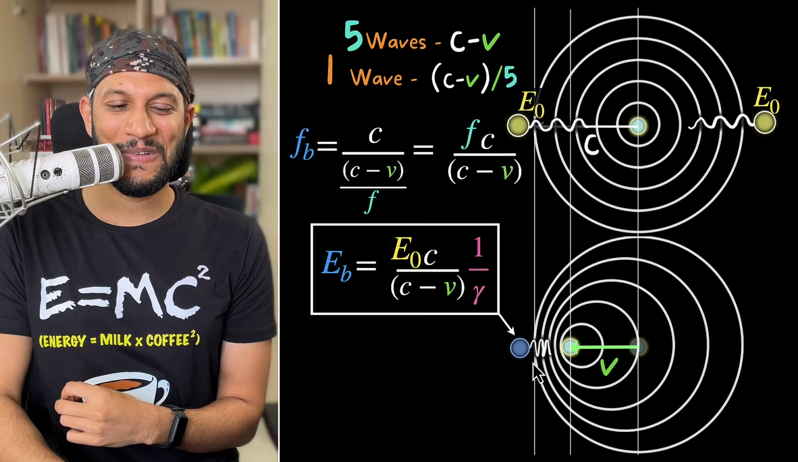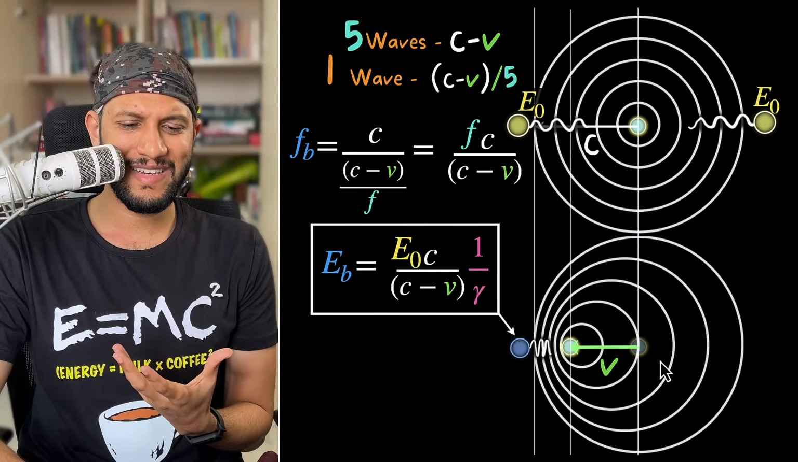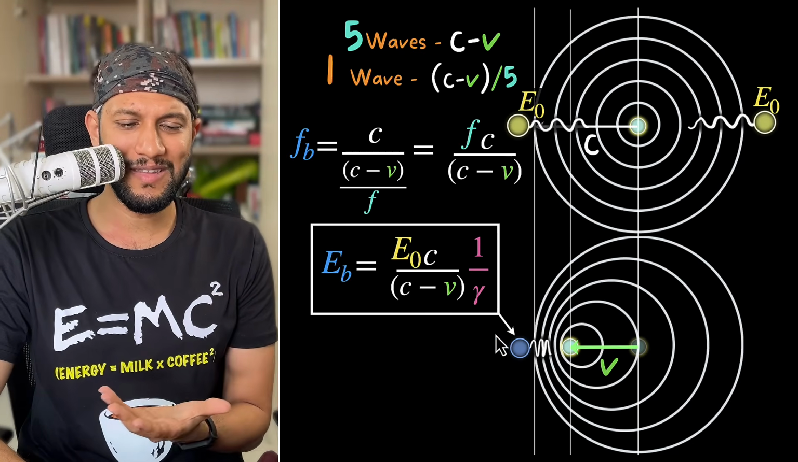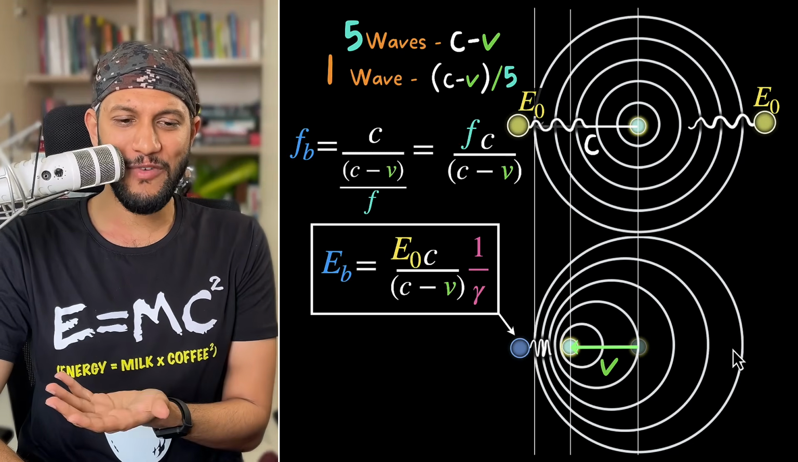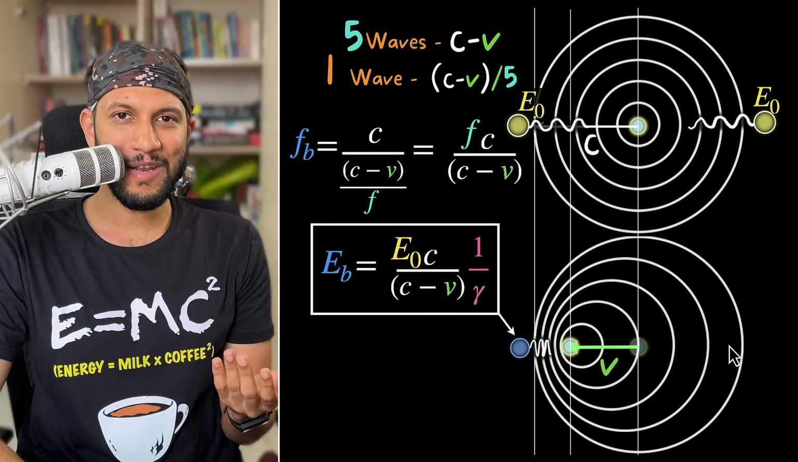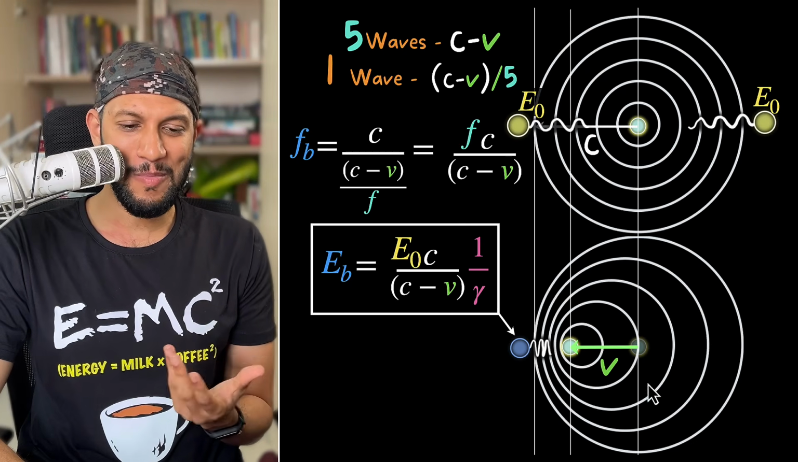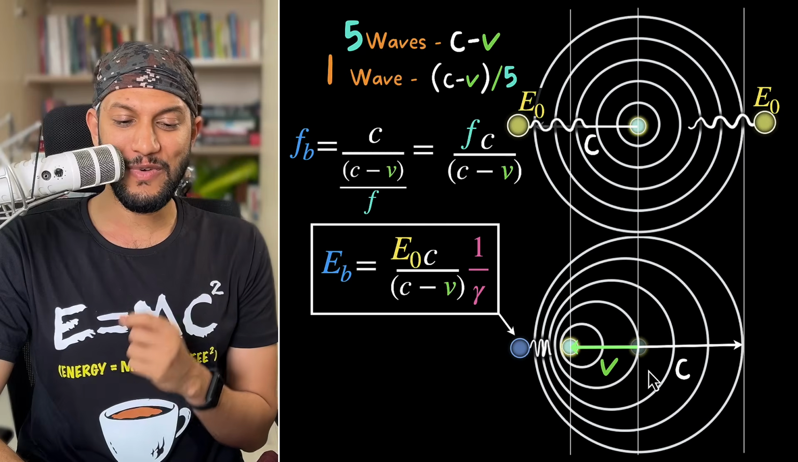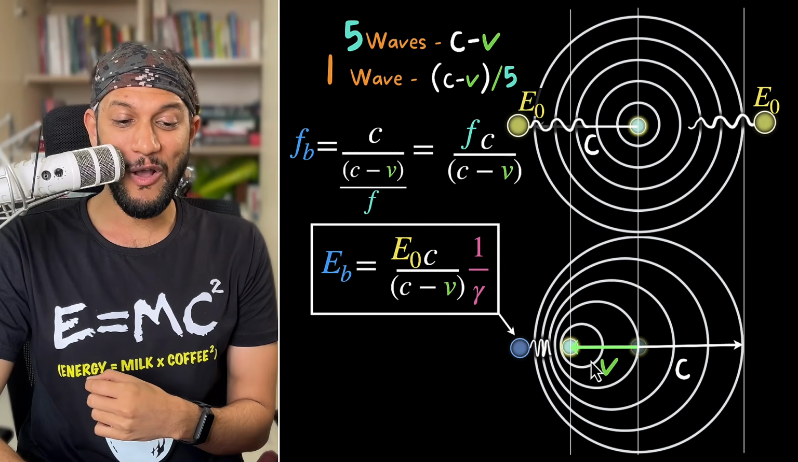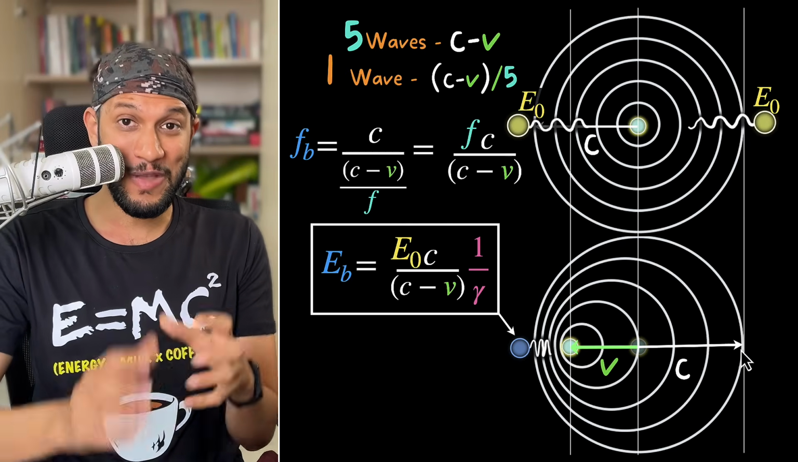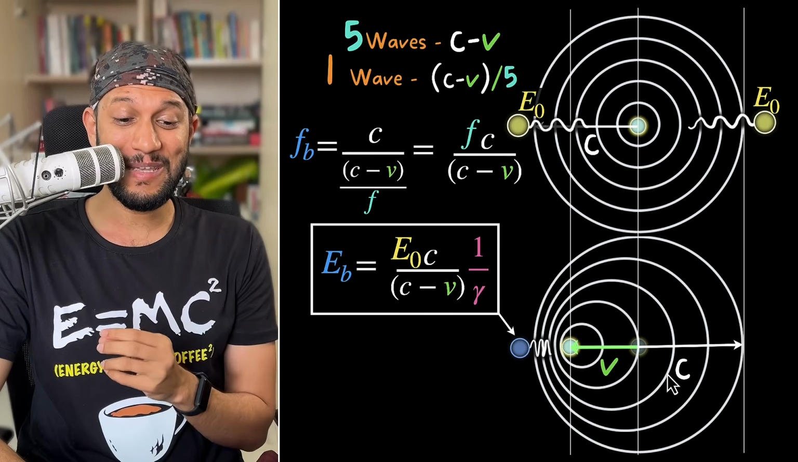Whoa. But at this point, we might ask Einstein, but Einstein, is only half the work done? We have another red shifted photon to calculate. And Einstein says, buddy, you've done all the work. You don't have to do any more work. How? Because if you look carefully, the only difference for the red shifted photon is that all the 5 waves are now in a distance of c plus v.